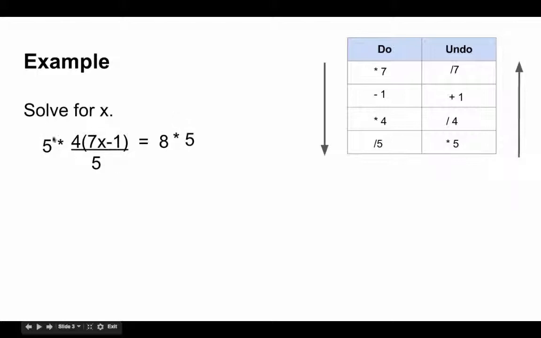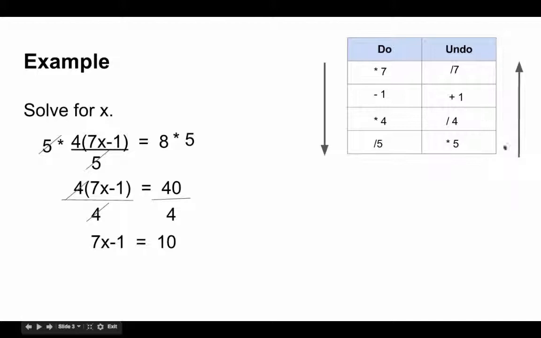Doing that, the 5's cancel on the left, and we get 4 times the quantity 7x minus 1 equals 40. So we could always distribute here and then solve from there, or we can continue in our do and undo table. Our next step, so we already multiplied both sides by 5, is to divide both sides by 4. So the 4's cancel off on the left, and 40 divided by 4 is 10.